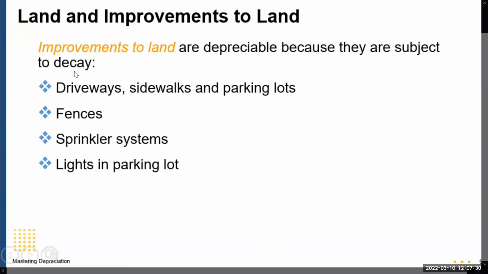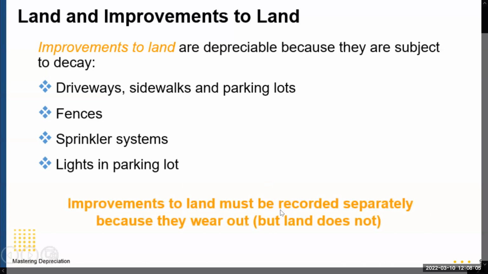Depreciable improvements decay, so they're going to go down in value and wear out. Things like a driveway, sidewalks, parking lots, if you redo those on a building, would go into an account named improvements. Fences, sprinkler systems, lighting in your parking lot. A lot of this is the stuff outside your building, because stuff inside would be improvements to your building. So this is improvements to land. All of these things would go into a separate account and you would depreciate them.